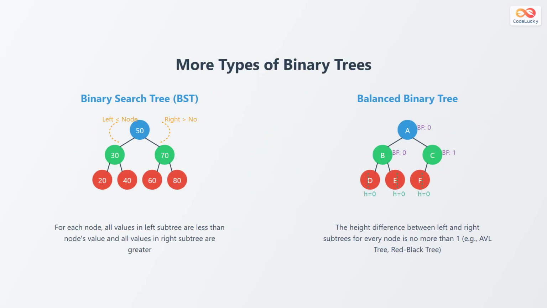Here are some more specialized types of binary trees. A binary search tree, often abbreviated as BST, has a specific ordering property. For each node, all values in the left subtree are less than the node's value, and all values in the right subtree are greater than the node's value. A balanced binary tree is a tree where the height difference between the left and right subtrees for every node is no more than 1. Examples of balanced binary trees include AVL trees and red-black trees.